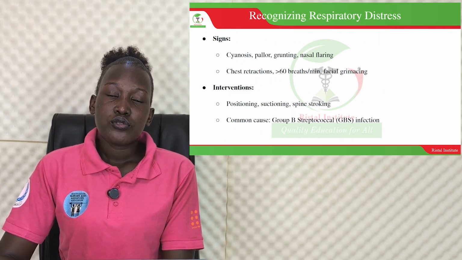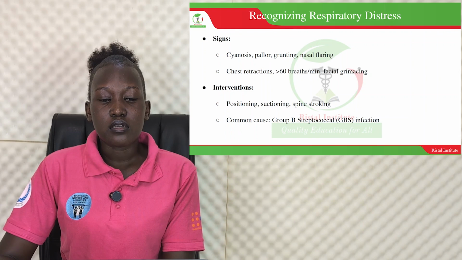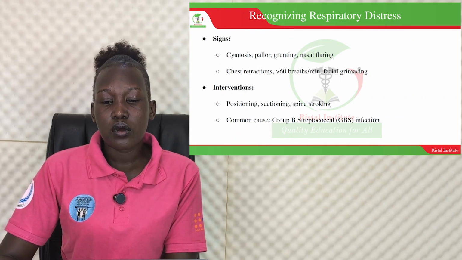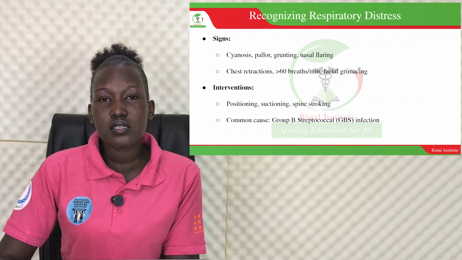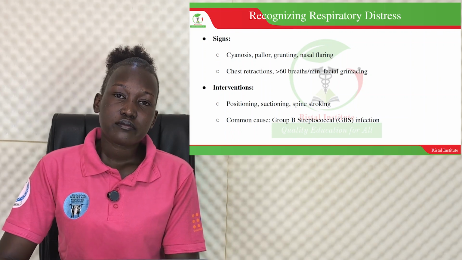So one of the things you should do in your assessment is to recognize any respiratory distress if it is there in a normal child. So there are some signs of respiratory distress. We have cyanosis, there will be pallor, grunting, nasal flaring, there is chest retraction.